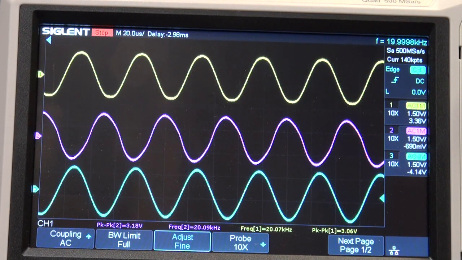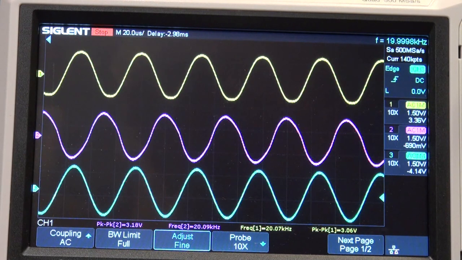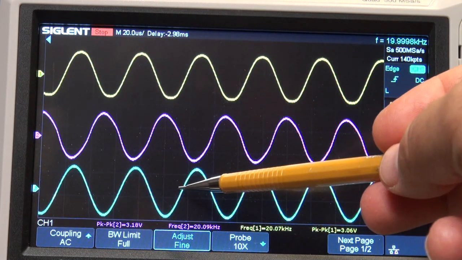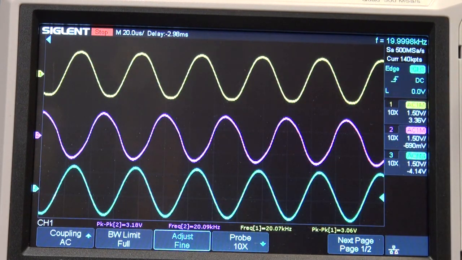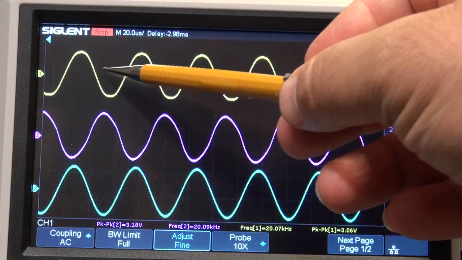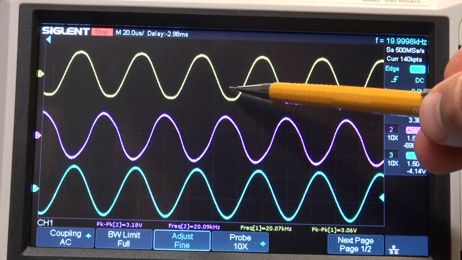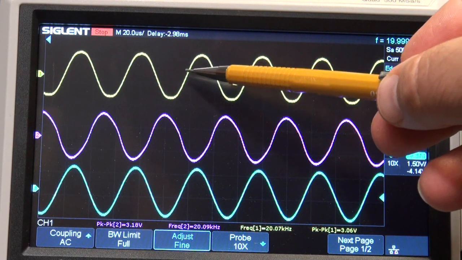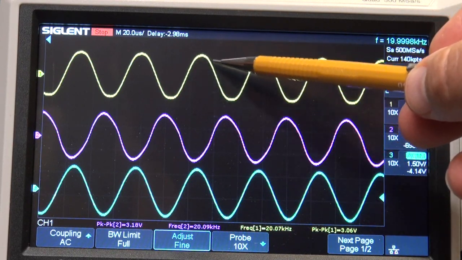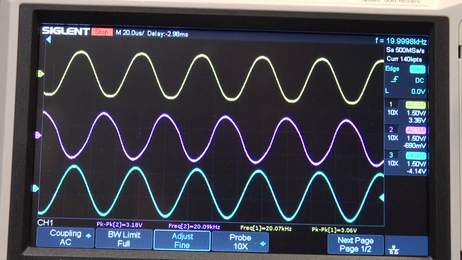SDG1062X function generator. This one by far is probably the most perfect sine wave of the bunch, and all the other ones have some degree of distortion. Even the XR2206 output is not quite a sine wave. These slopes are a little bit too straight, I think.